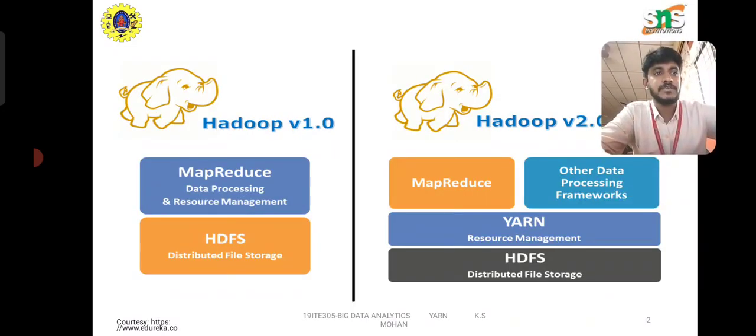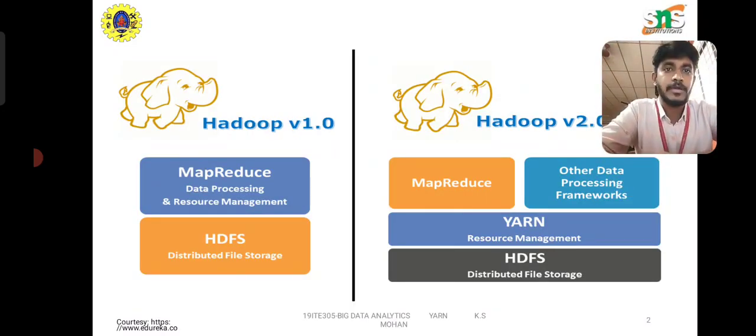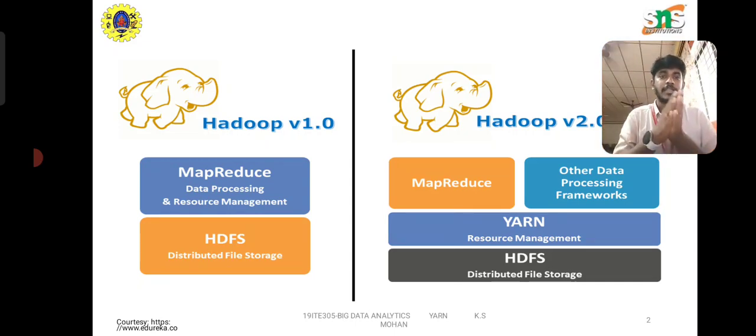On the screen we can see Hadoop version 1 and version 2, and how MapReduce and HDFS are present in Hadoop and Hadoop version 2. With HDFS and MapReduce, we have data processing and resource management here. MapReduce and YARN are present in version 2 only. So comparing version 1 and version 2, YARN plays a major role here.